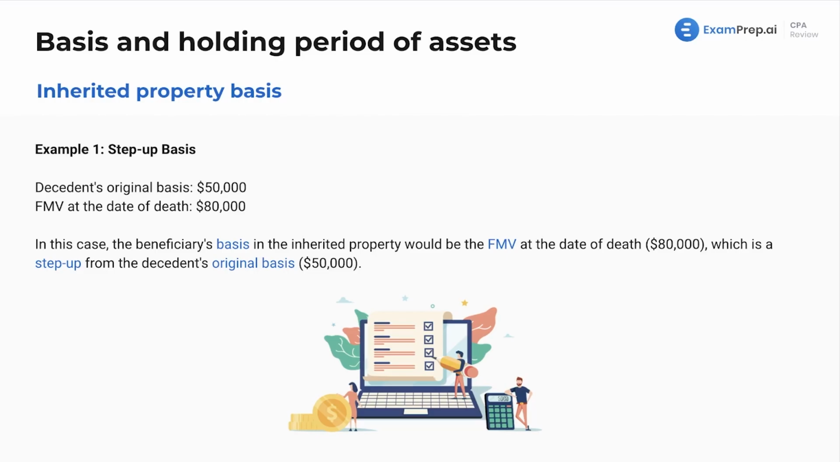All right, we're going to see some examples here. Inherited property basis. Now this is going to be a step up basis example. We've got example 1 here. What is the original basis to the person who died? That was $50,000. Let's call it a car. It was a $50,000 car.